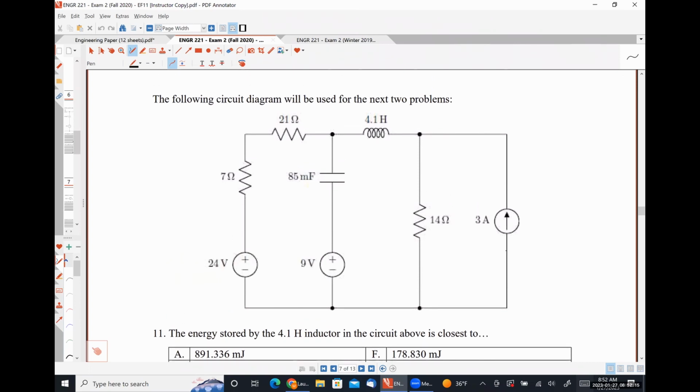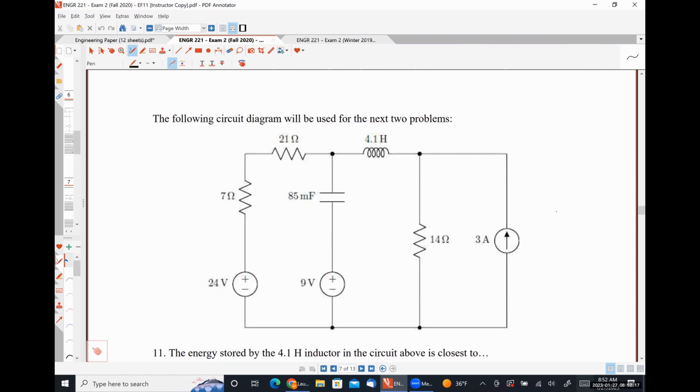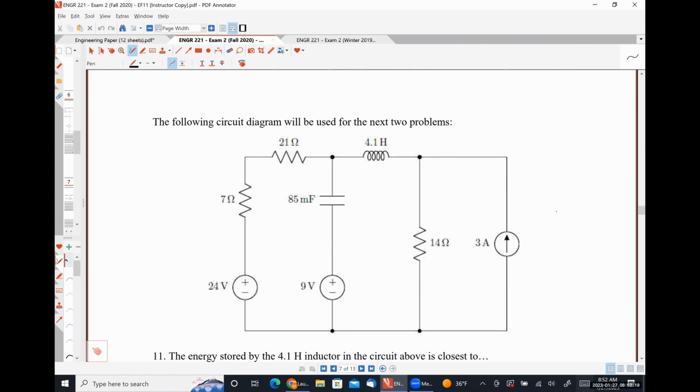All right, so I'm just going to scribble on this. So this is a DC circuit, so our inductor looks like a short circuit. This is going to be our inductor current IL, and our capacitor is going to look like an open circuit. So this is our capacitor voltage, VC.